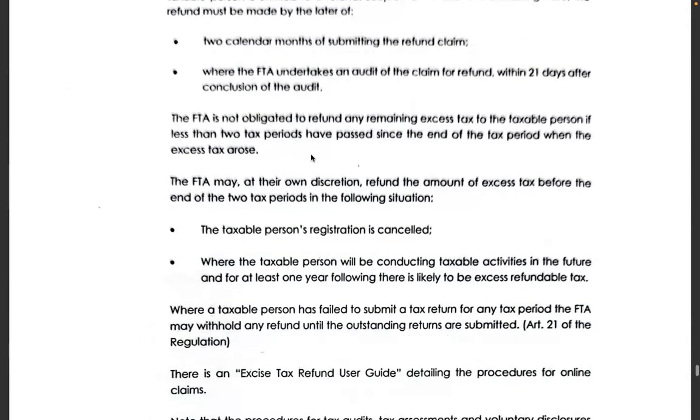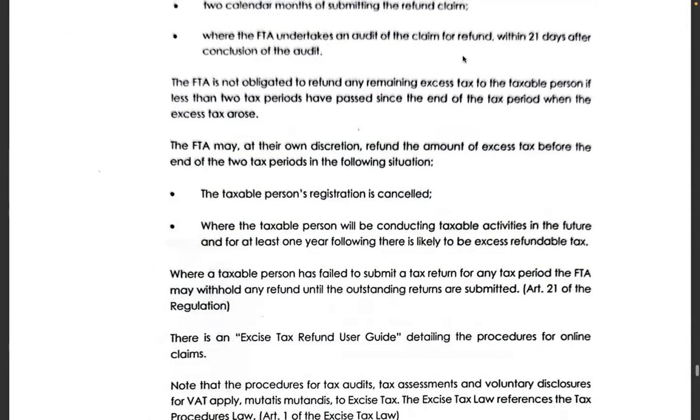The FTA is not obligated to refund any remaining excess tax to the taxable person if less than 2 tax periods have passed since the end of the tax period when the excess tax arose. Meaning 2 tax periods are not even complete yet. So the FTA is not obligated to refund, but the FTA may, at its own discretion, refund the amount of excess tax before the end of the 2 tax periods.